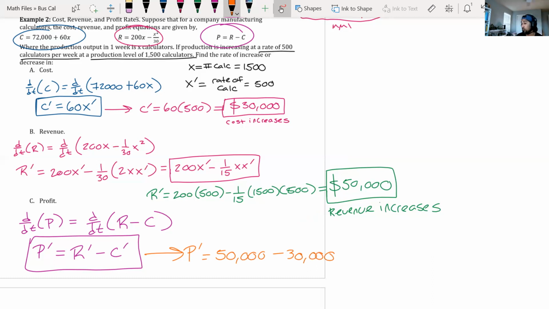Nice. 30,000. So the derivative of the revenue minus the derivative of the cost function means that profit is going to be at $20,000. Is that another positive number? Yes. So this means that if we produce 500 calculators per week, cost will increase, revenue will increase, and that means that profit will increase as well. Any questions on that problem?